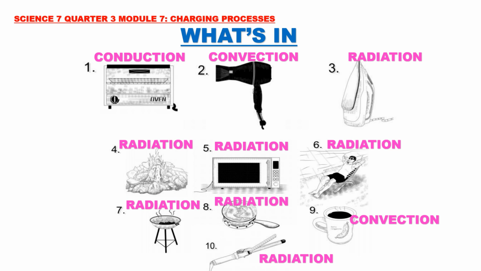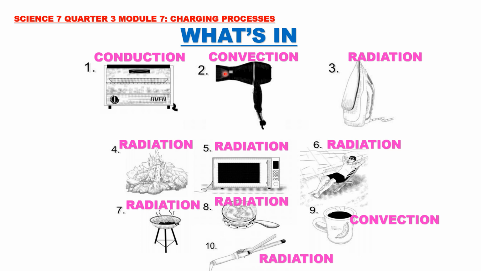So let us now answer what's in. In number 1, the oven toaster transfers heat by means of conduction. Placing your food in this hot wire rack transfers heat to the food because they are in direct contact with each other. 2. The hair dryer transfers heat by means of convection.